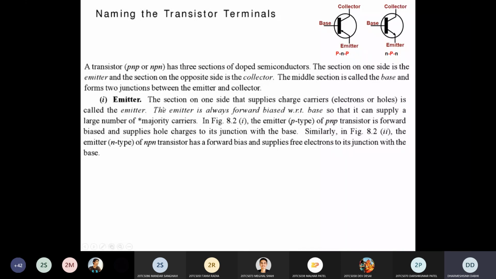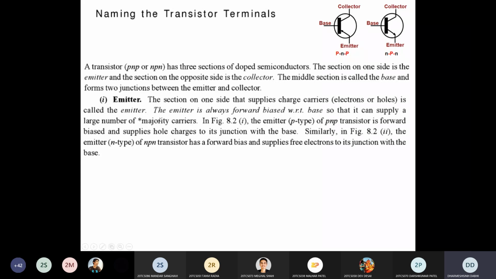Again, repeat: the emitter is the section on one side which supplies the charge carriers. The charge carrier may be an electron or a hole, depending upon the type of layer. Suppose it is a P-type layer, then it supplies holes, which happens in the PNP type of transistor, where the P layer is the emitter terminal. In an NPN type of transistor, the emitter terminal is connected with the N layer, so in that case it supplies electrons. So that's why it is called an emitter.